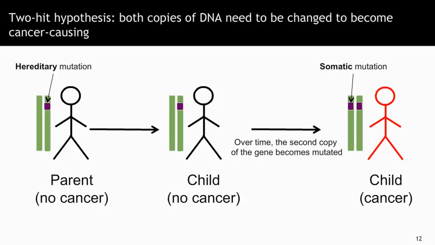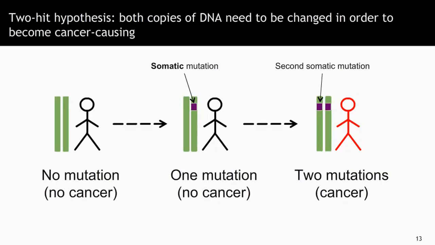If one gene gets mutated, such as with a hereditary mutation or a somatic mutation, cancer is not caused. Hereditary mutations can be passed down to a child without that child ever having cancer. But over time, if the second copy of that gene becomes mutated somatically, then cancer can arise. Similarly, if a somatic mutation occurs in a person, cancer is not caused. But if another somatic mutation occurs in that gene's copy, then that can cause cancer. To reiterate, the two-hit hypothesis states that both copies of a gene must be mutated to cause cancer.